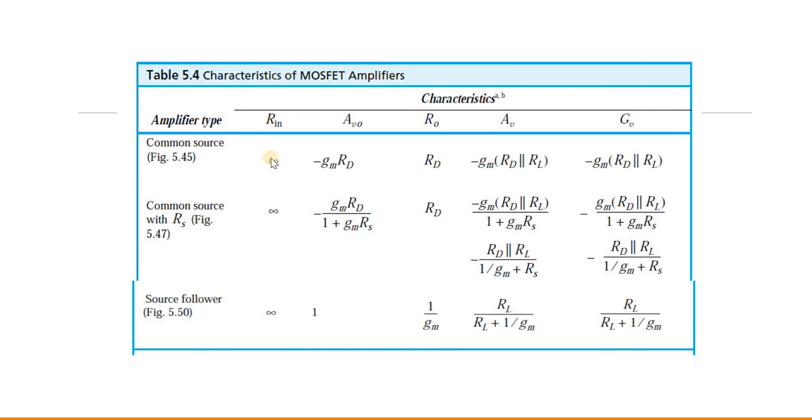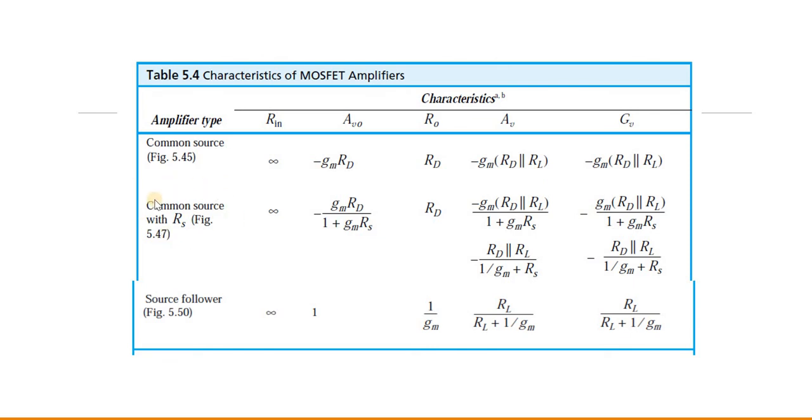So Rin, the input resistance, will be infinite. It will be a very large value, so ideally it is infinite. And then the open circuit voltage gain, we have derived this equation. So it is minus Gm into RD. Gm is the transconductance and RD is the drain resistance. And Ro, the output resistance, is equal to RD. And then the overall voltage gain. See, in the open circuit voltage gain, we need not include the load resistance, but in the overall voltage gain, we need to include RL. This RL will be connected in parallel with RD. So the equation to calculate AV, overall voltage gain, AV or GV, is minus Gm RD parallel to RL.